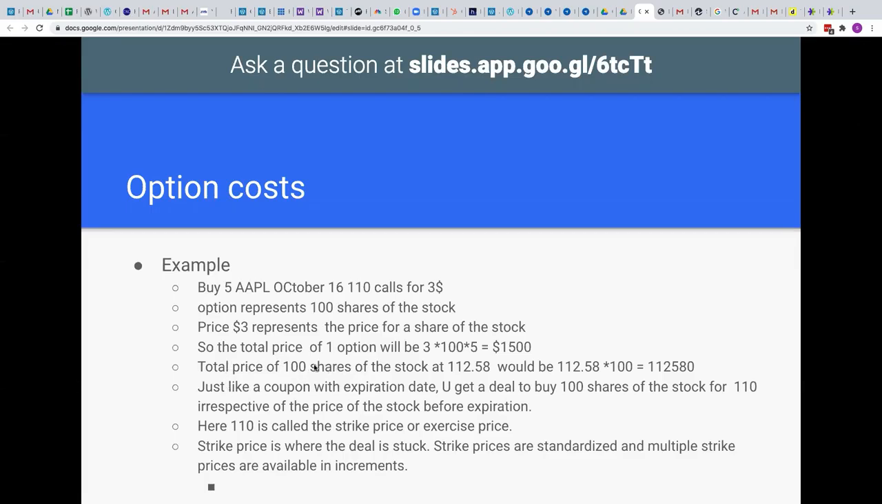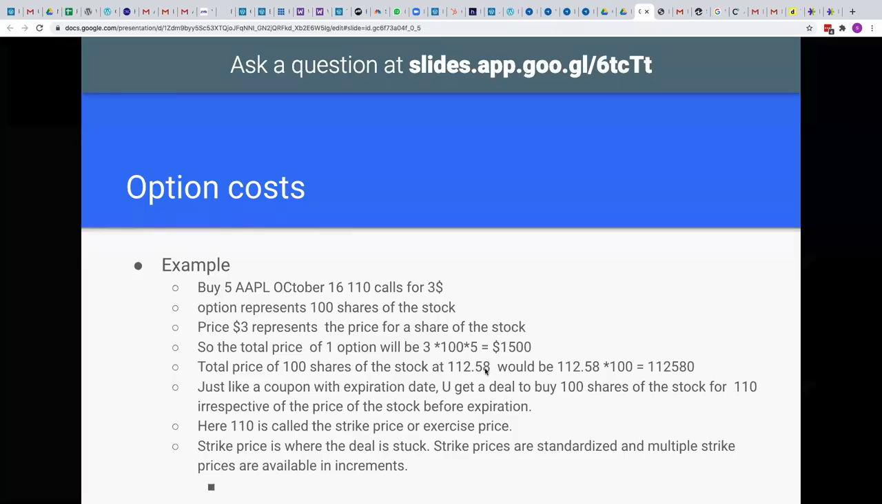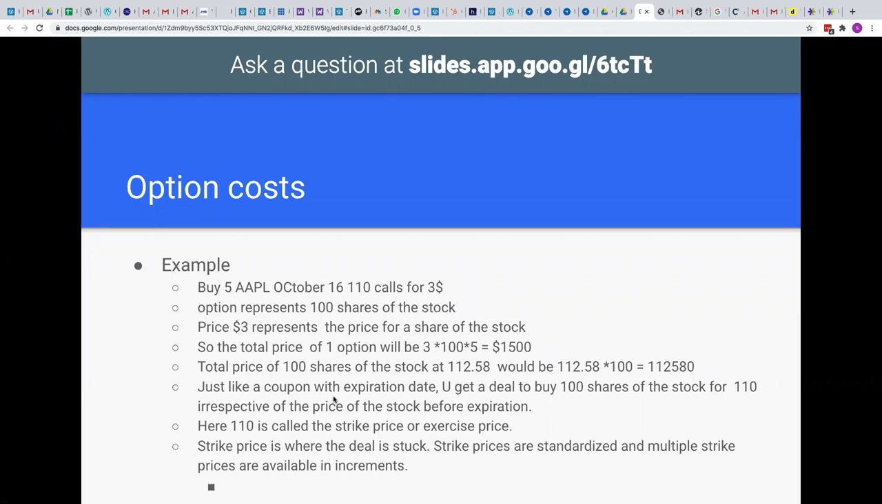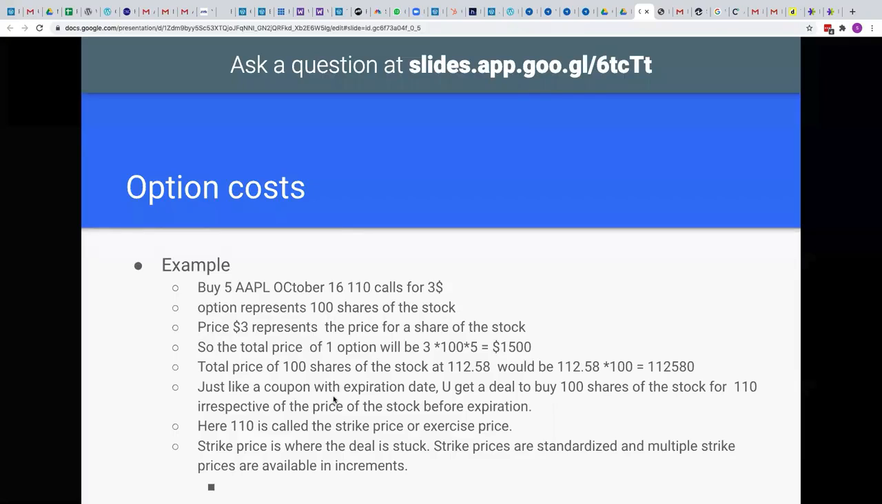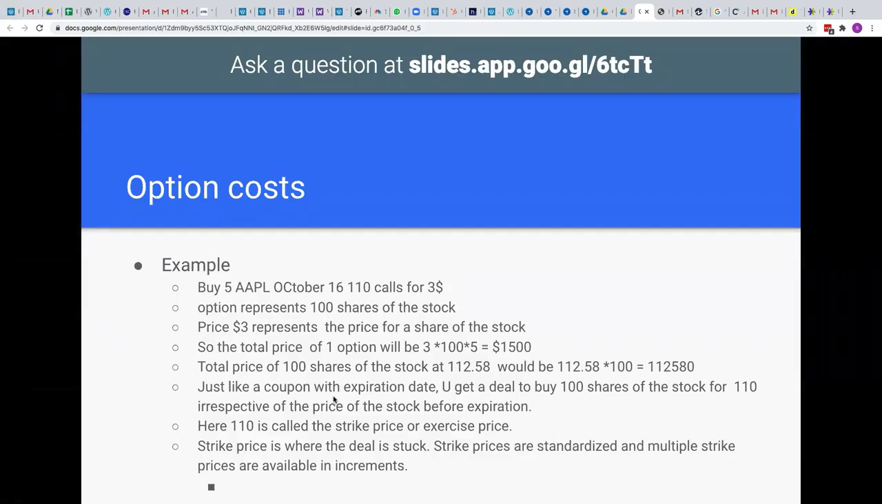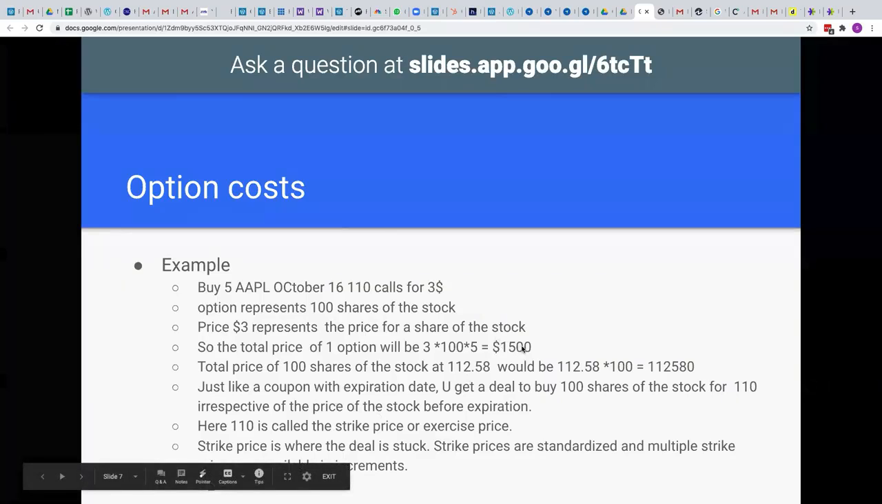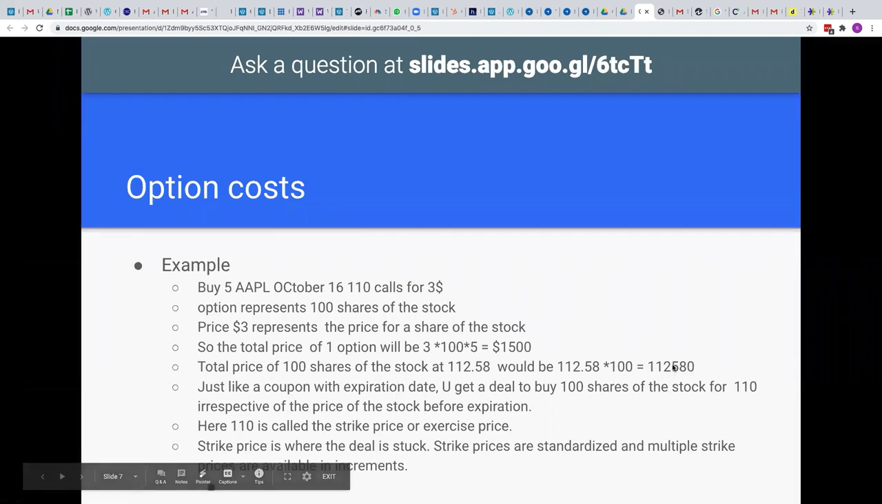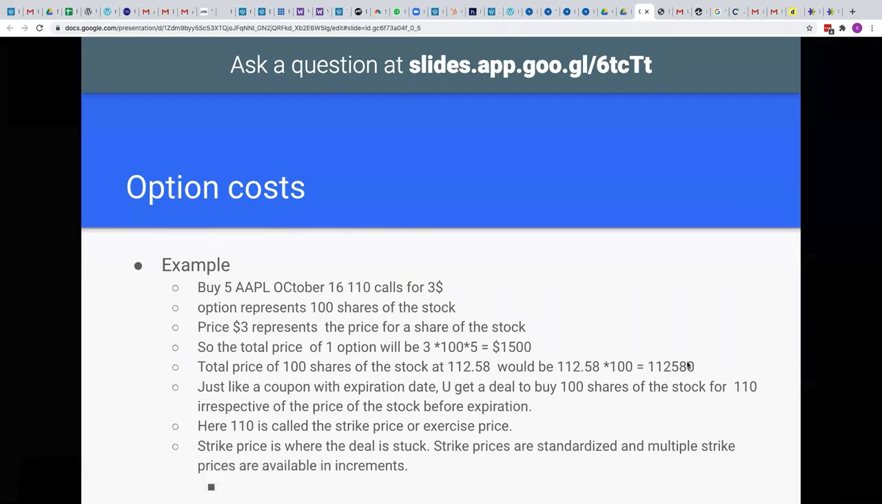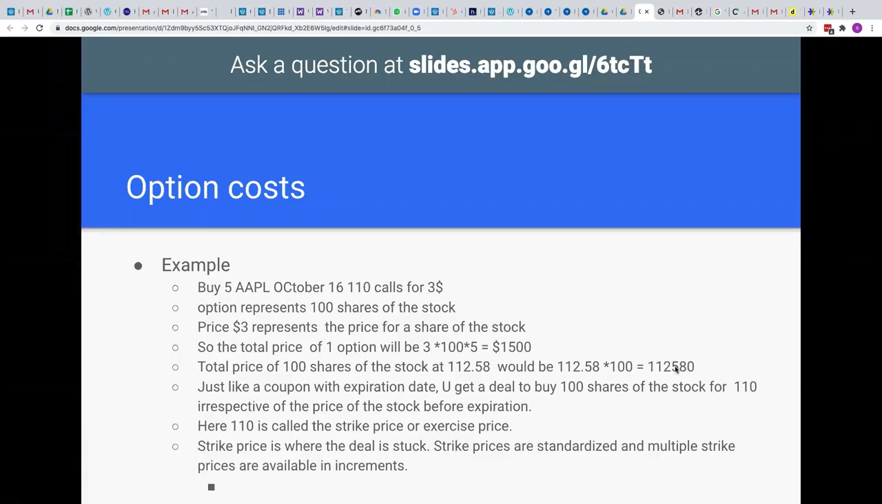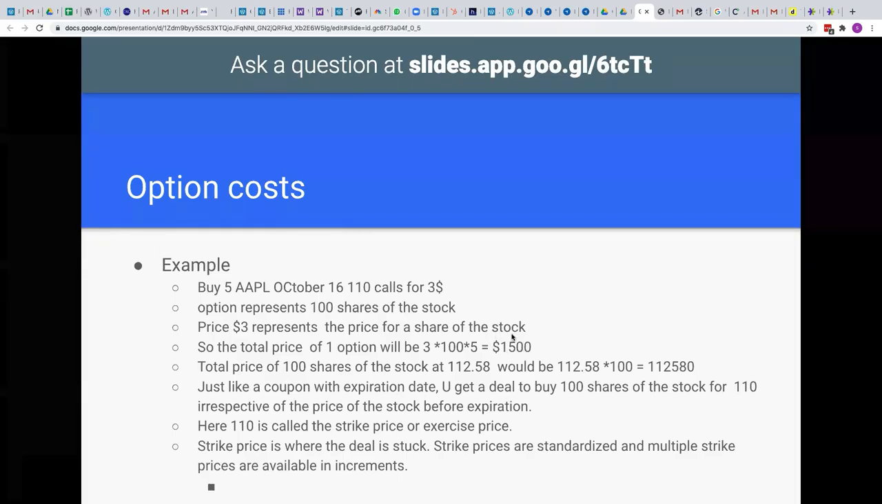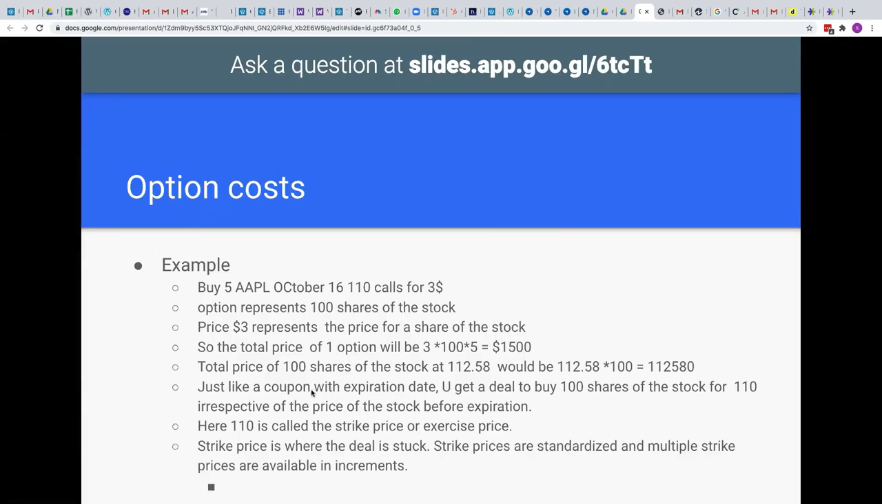Whereas if you want to buy the same 100 shares of the stock at 112.58, it will cost you $11,258. Think about it, guys. You have this option, and you are betting on the earnings, and Apple gave a very bad earnings and it nosedived. All you would be losing is only this $1,500. Whereas with the stock, if Apple goes to 60 or 50, you would have lost half of it, which is $6,000, which is 4 times the value. So definitely that's why with options, you leverage the prices.